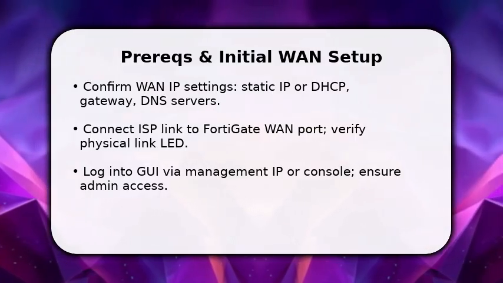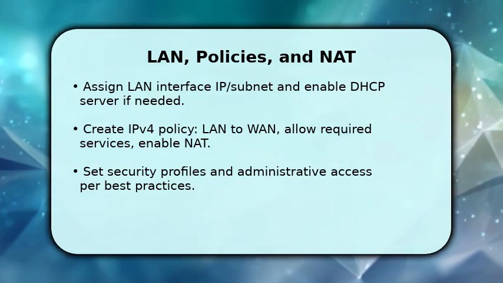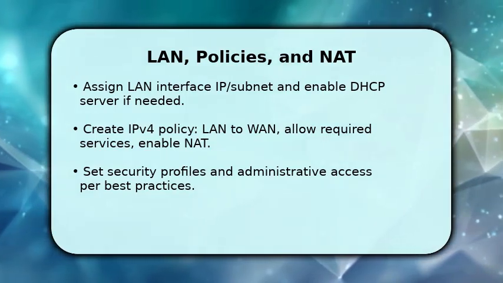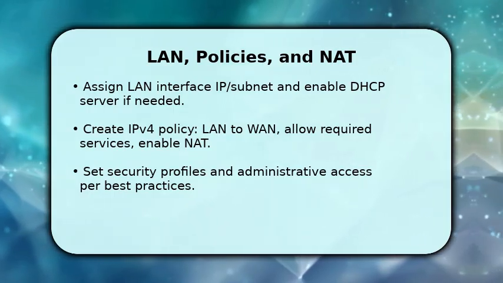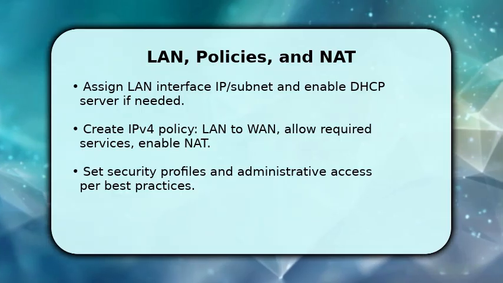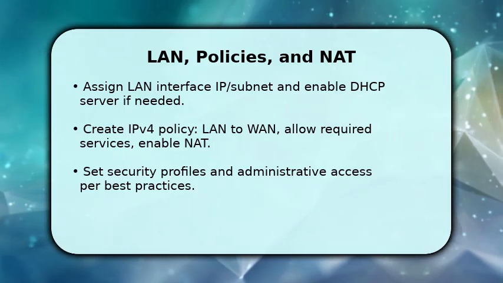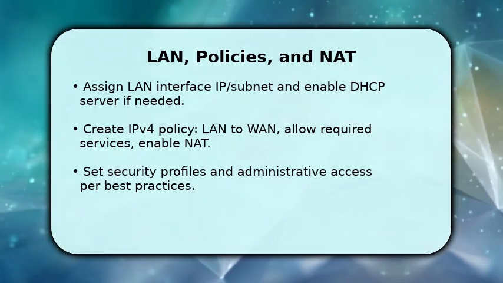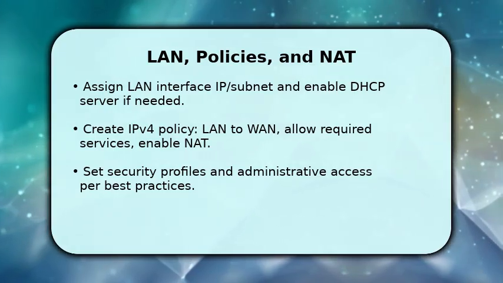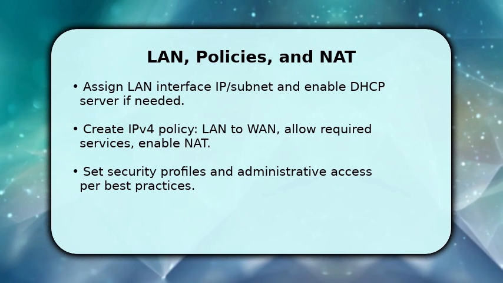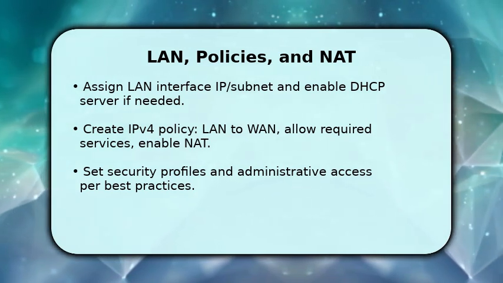Now configure the LAN interface with a static IP and subnet that matches your internal network, and enable DHCP if clients need automatic addressing. Then create an IPv4 firewall policy from LAN to WAN. Explicitly allow services you need such as HTTP, HTTPS, DNS, and enable NAT so private addresses translate to the WAN IP. Make sure to apply appropriate security profiles like antivirus and web filter only after initial connectivity.